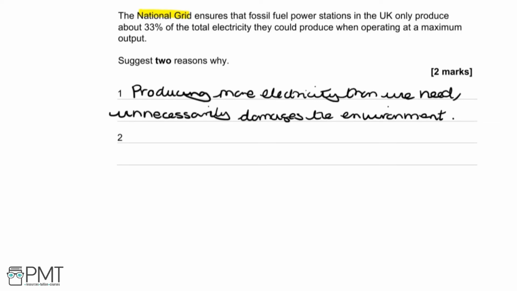On top of that, only using 33% means that there's a lot of spare capacity for if there's an emergency. For example, if a power station has to shut down, it doesn't mean that the whole country's electricity gets shut off, because that would be incredibly dangerous. Instead, they'd have lots of other power stations that could take over. So it means there's spare capacity if a power station shuts down.